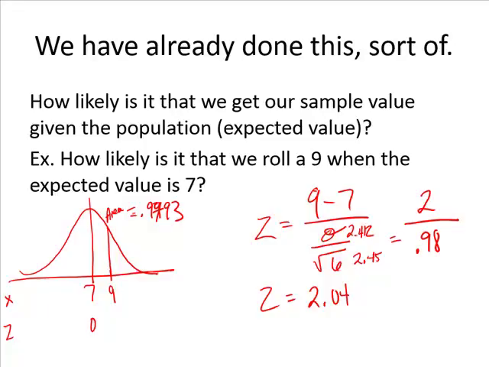Let's replace that 2. Let's replace that number that you guys got with my 7.6. What is 0.6 divided by 0.98? That's equal to a z-score of 0.61. What's the probability of a z-score of 0.61?